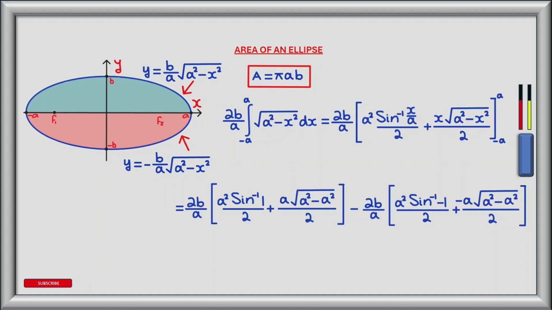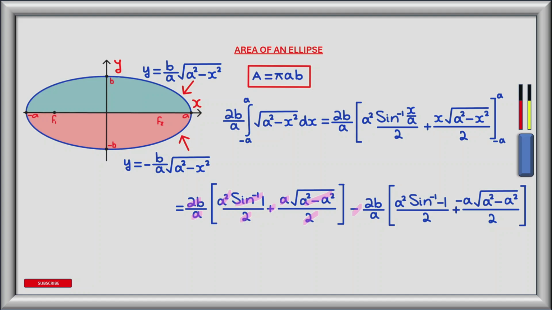So now, if we plug the limits of integration into this, starting with x equals a, we have 2b divided by a into the bracket of a squared multiplied by sine to the minus 1 of 1 all divided by 2 plus a multiplied by the square root of a squared minus a squared all divided by 2. And we need to subtract from this what we get when we plug in the lower limit of integration, which is x equals minus a.